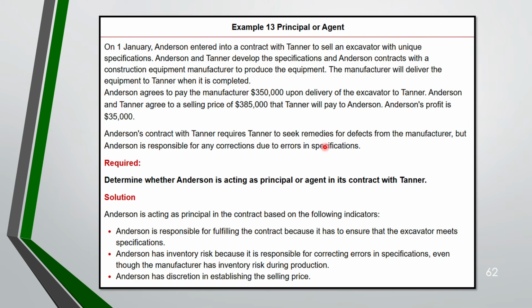See those 3 factors. Who is having the inventory risk? Whether Addison is having discretion. Whether Addison is responsible for fulfilling the contract. So let's see these 3. So in this case, yes, Addison is acting as a principal. Why? Based on the first one, he is responsible for fulfilling the contract. Why? Because he is responsible for any corrections due to errors in the specification. Point number 1. Point number 2. Anderson has inventory risk because he is responsible for correcting the errors, even though the manufacturer has that inventory risk during production. Next, Addison is having discretion, that means he is controlling the prices. He is setting the selling prices. So in this case, yes, Addison is a principal.